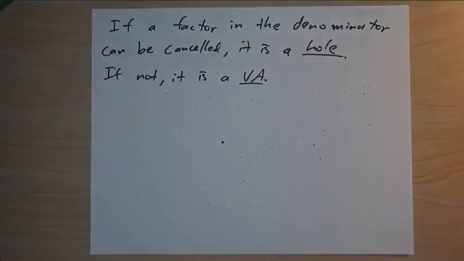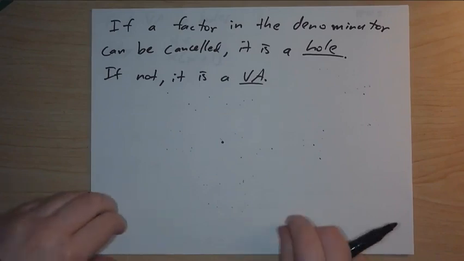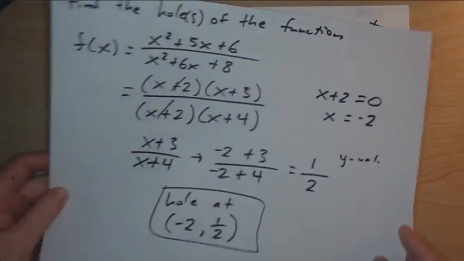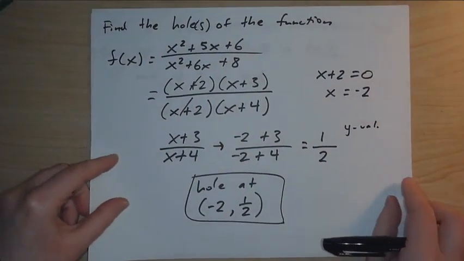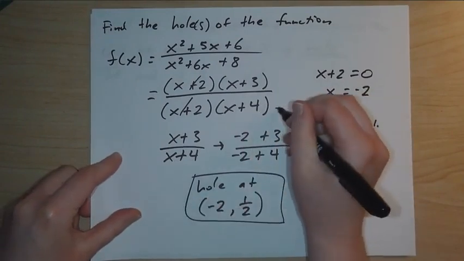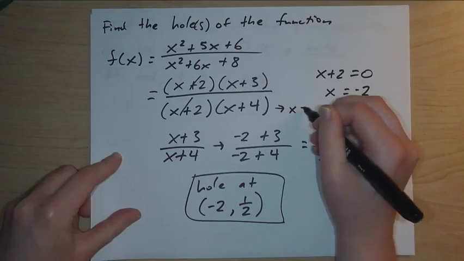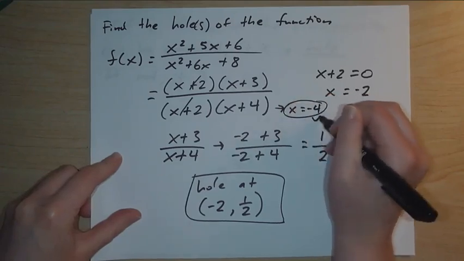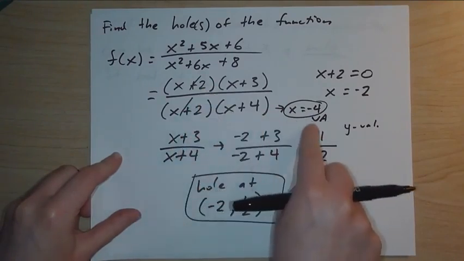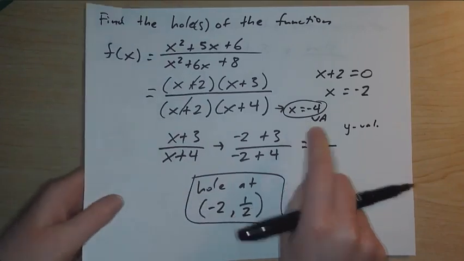So, next, if a factor in the denominator can be canceled, it is a hole, which we just discovered. However, if it can't be canceled, then it is a vertical asymptote. So, if we look back at what we've done here, we found the hole for this function. But this x plus 4 doesn't cancel on the denominator, which means that at x equals negative 4, there is a vertical asymptote. So whatever doesn't cancel, whatever is not a hole on the denominator, is going to be a vertical asymptote.